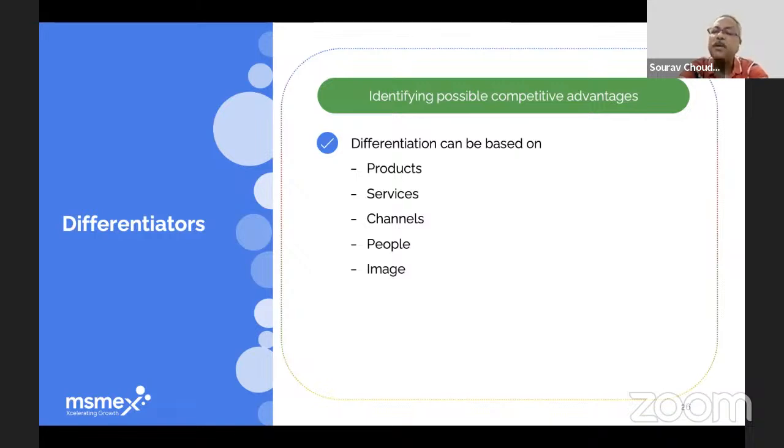And last but not the least, the image. Image of a BMW, Audi, Mercedes, and image of a Maruti makes a difference. Correct. So differentiators can be product, can be services, can be channels, can be people, can be image also. And that gives you a competitive advantage.